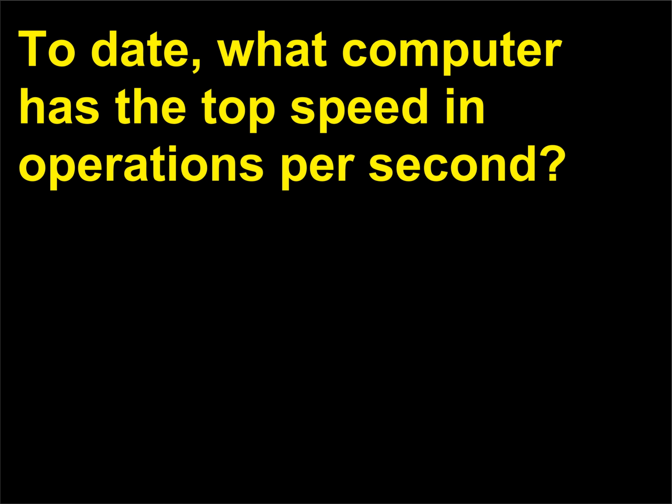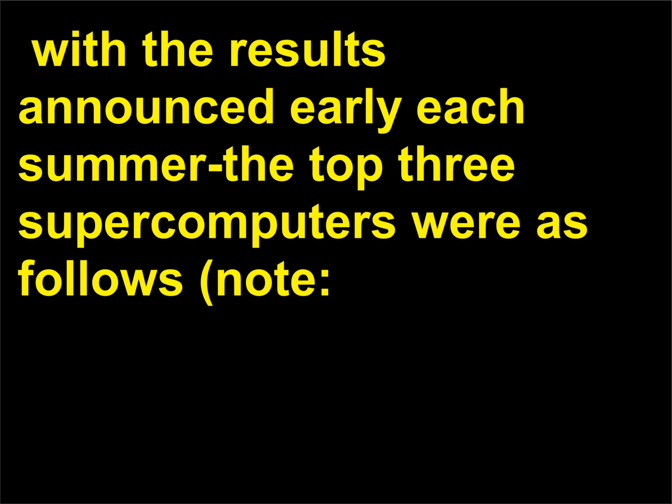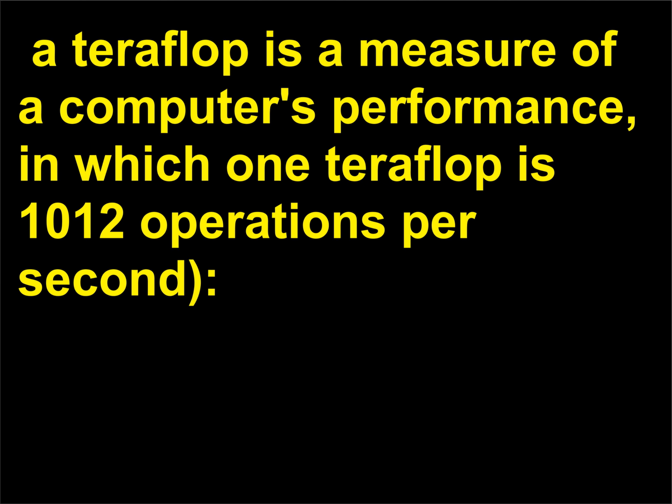To date, what computer has the top speed in operations per second? In the 2004 Top 500 list, a ranking of supercomputers by speed, with the results announced early each summer, the top 3 supercomputers were as follows. Note: a teraflop is a measure of a computer's performance, in which 1 teraflop is 10^12 operations per second.